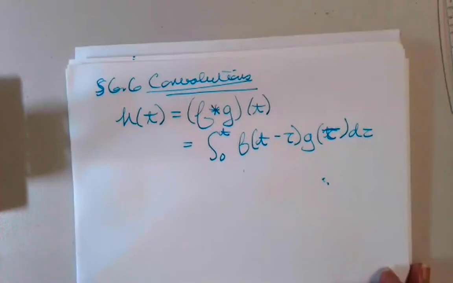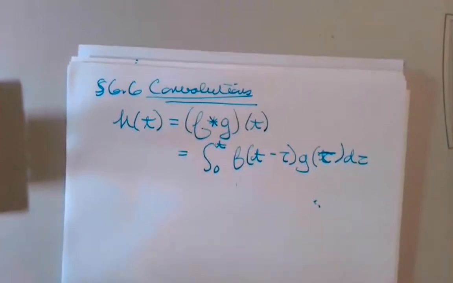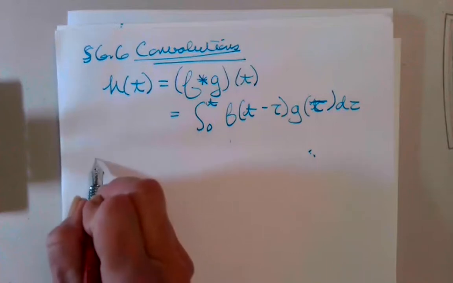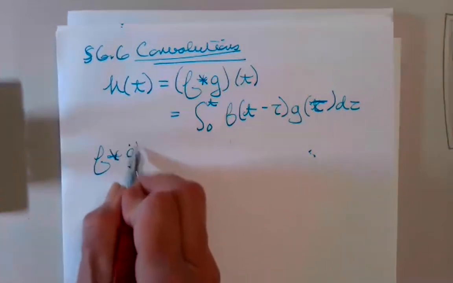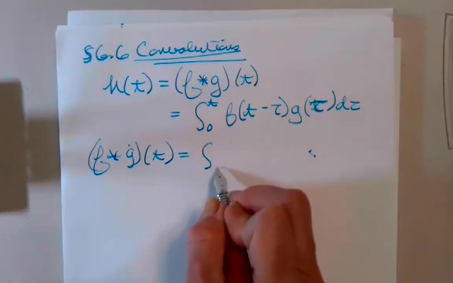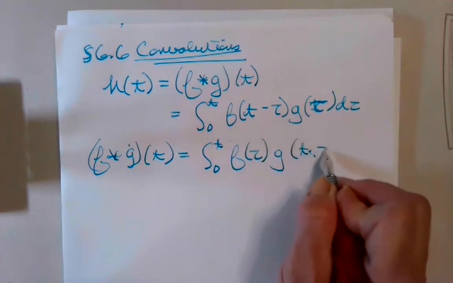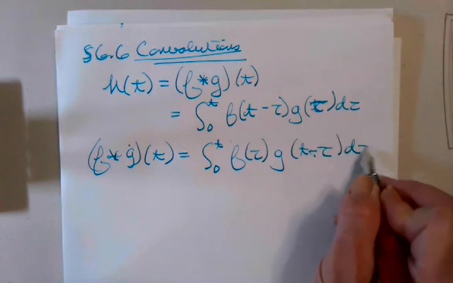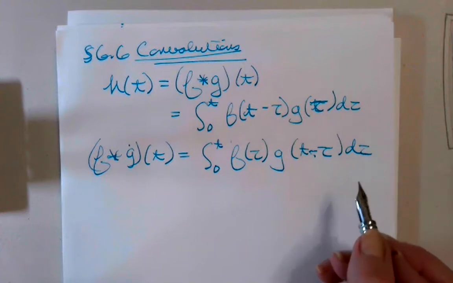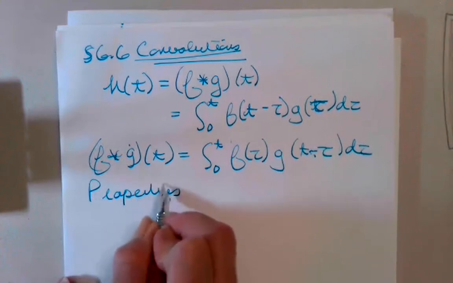Okay. Now, notice that by a simple change of variables, f convolved with g at t could also be written as the integral from 0 to t of f of tau g of t minus tau d tau. I'll let you check that. That's a very simple calculus 1 change of variables. Okay, and so this convolution has some properties.